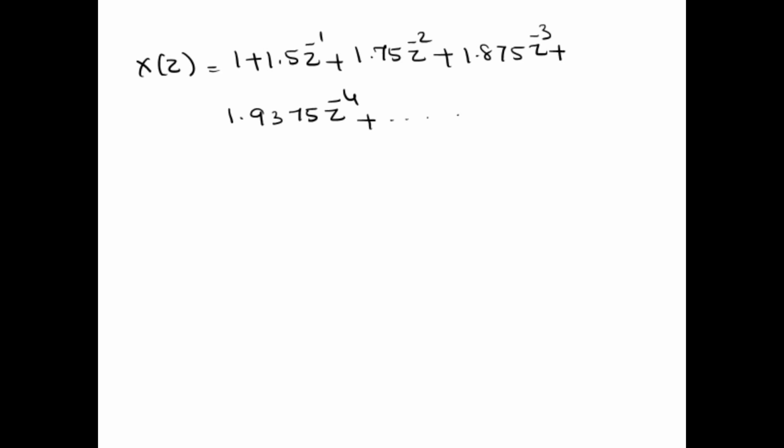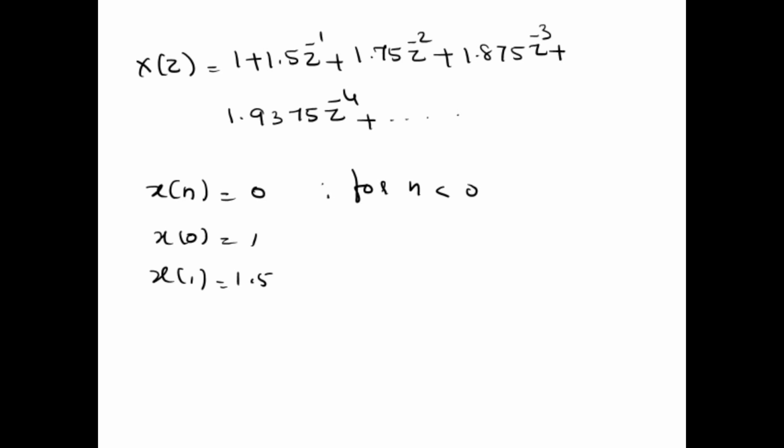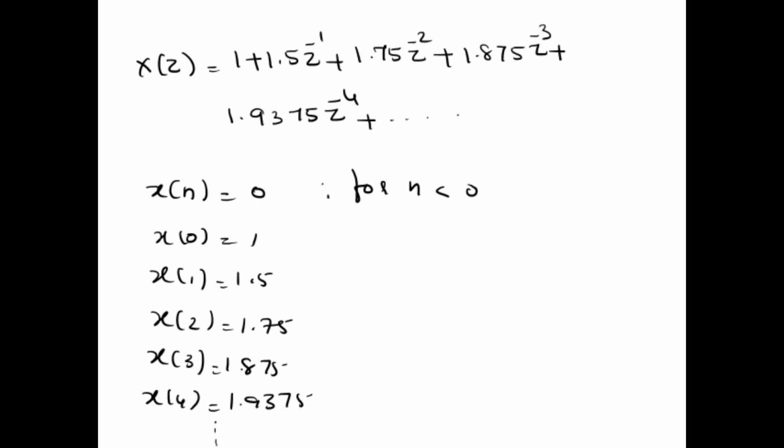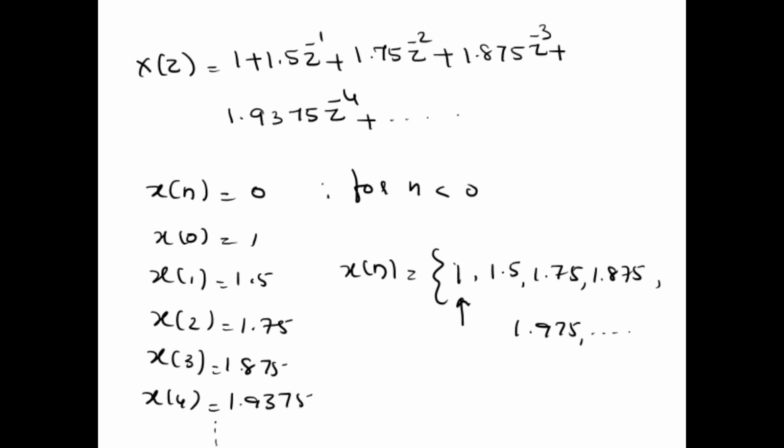So comparing this equation with the power series expansion equation, we get x of n is 0 for n less than 0 and x of 0 is 1, x of 1 is 1.5, x of 2 is 1.75, x of 3 is 1.875, x of 4 is 1.9375 and so on. So I can write x of n as x of n is equal to, this is the origin 0 position, 1, 1.5, 1.75, 1.875, 1.9375, so on.